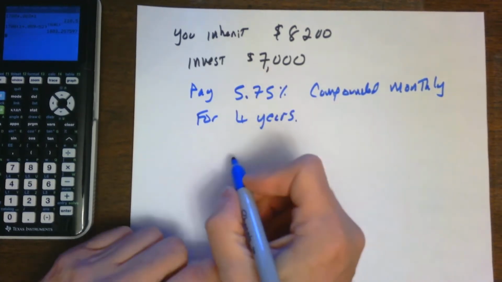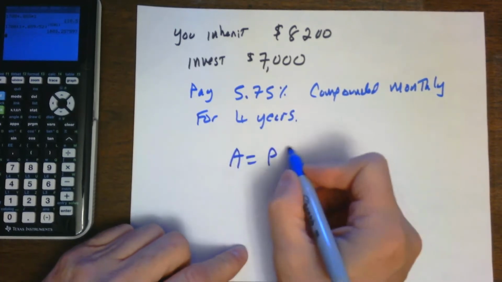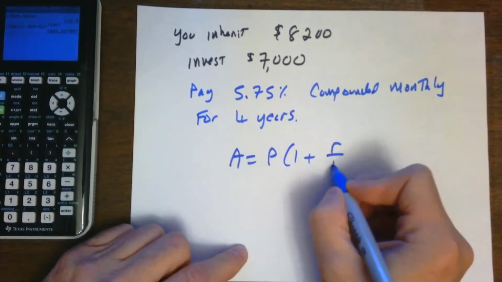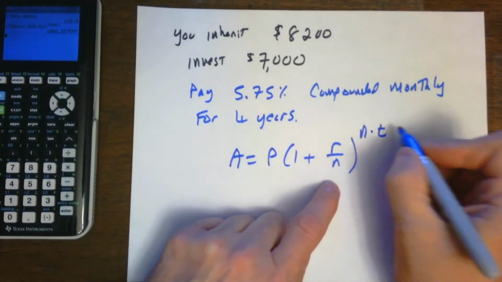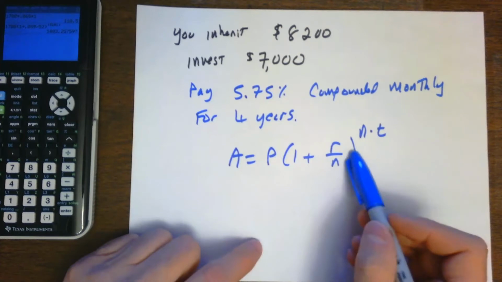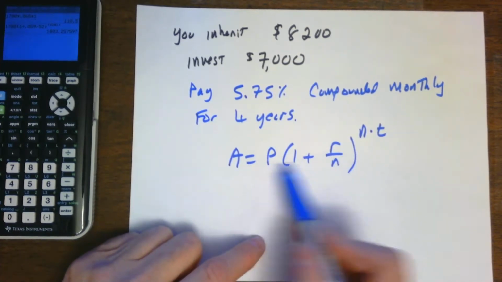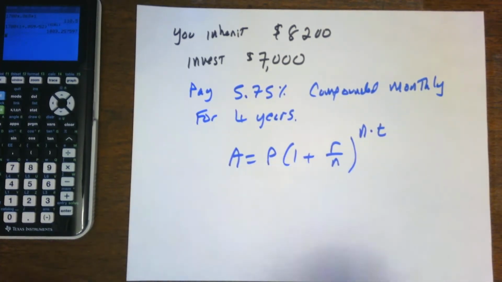Well, we've got a compounding problem here. Amount is principal times 1 plus the rate over the number of compoundings per year, to the power of the number of compoundings per year times time. I'm saying it in English, and I'm writing it in math. Always write the formulas down.